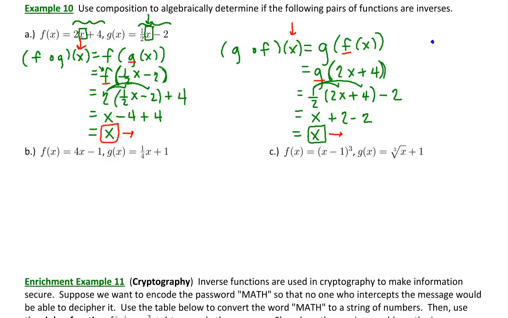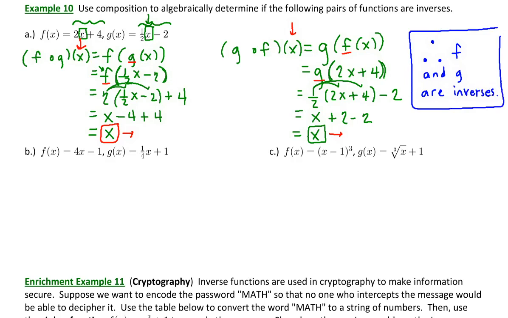So I'm going to say, therefore, those 3 little dots in math, when you see those, that means therefore. Therefore, f and g are inverses. Let's try this same procedure on the next example. We have f of x equals 4x minus 1 and g of x equals 1/4 x plus 1.